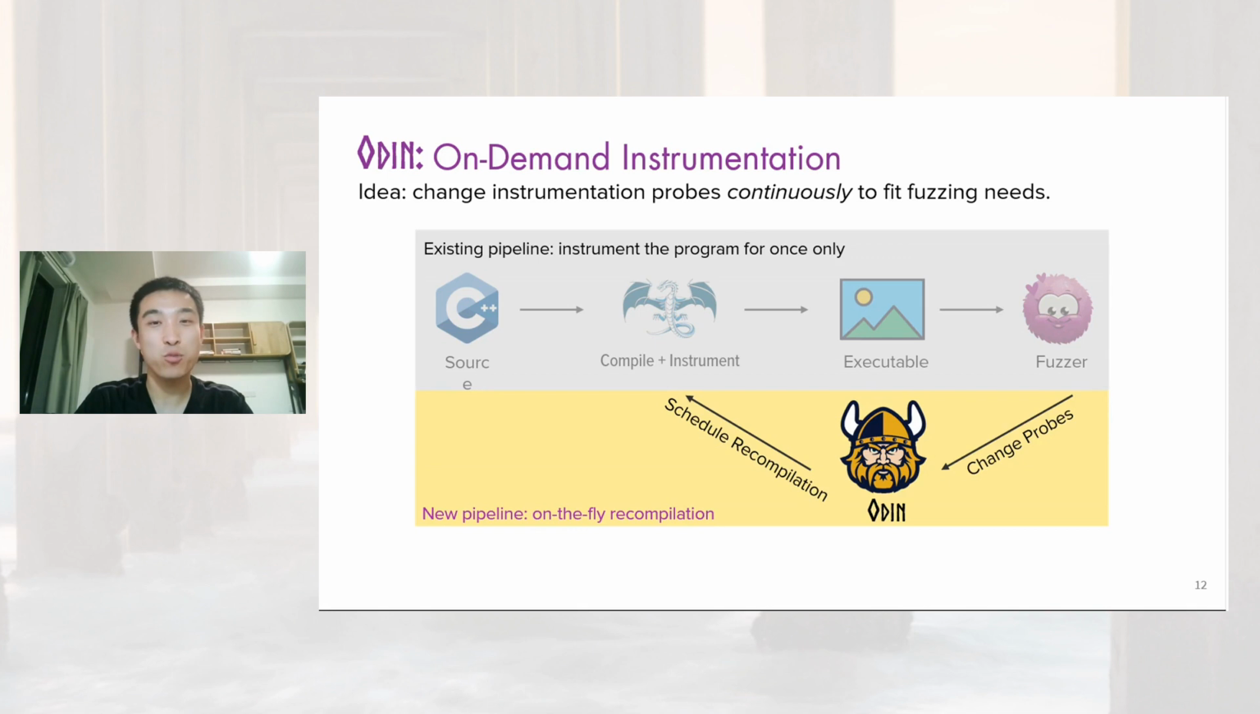Compared to existing instrumentation pipelines, which only instrument the program once, Odin tweaks the instrumentation schemes during fuzzing continuously. Specifically, the fuzzer can freely change the probes according to the fuzzing feedback. Odin then recompiles the executable on the fly to apply the changes. Still, there remains one challenge. Rebuilding a system can take minutes to complete. How can we reduce the additionally introduced overhead in recompilation?